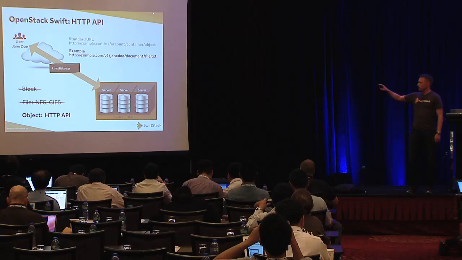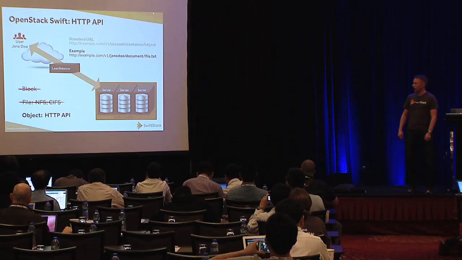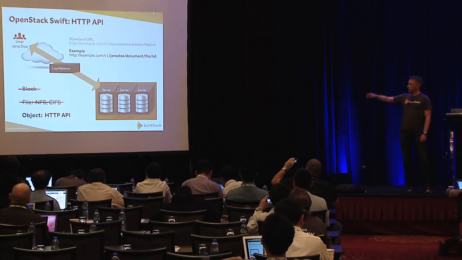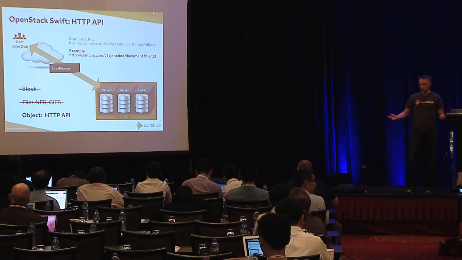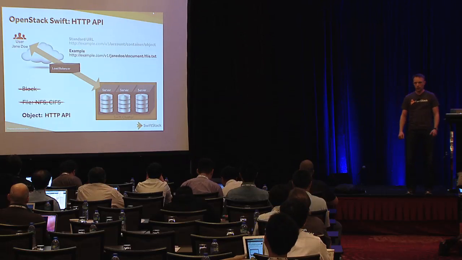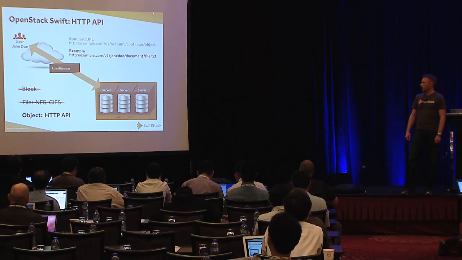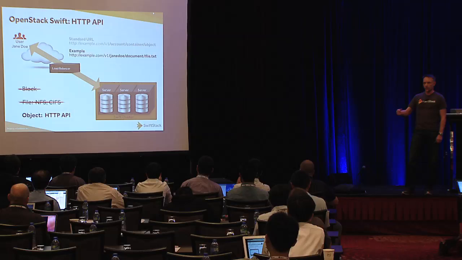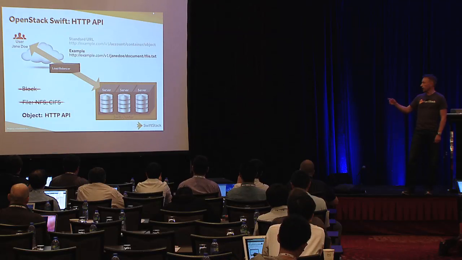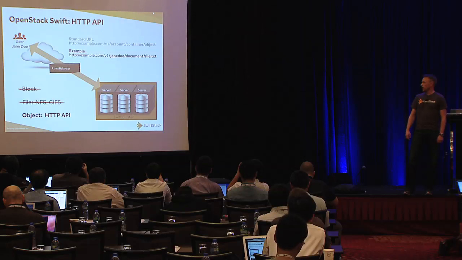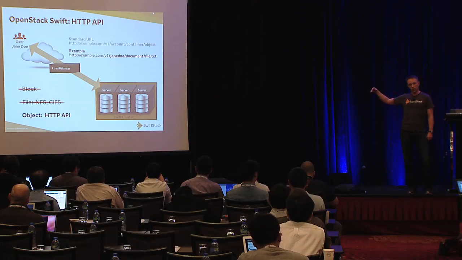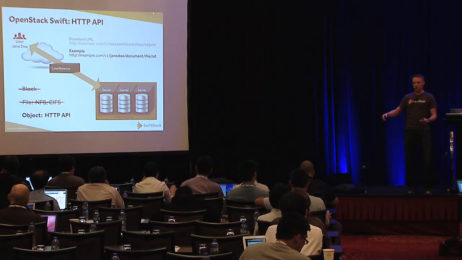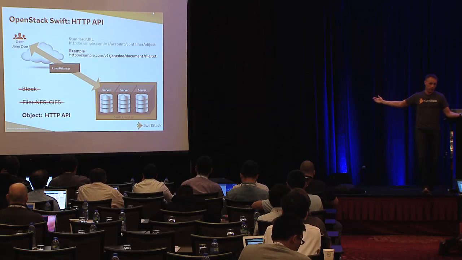The OpenStack Swift HTTP API works, as you can see, at the standard URL up there. It's basically a regular URL like you would see in any browser using a web application, and you can access files that way. It maps into account, container, and object. So if Jane had an account, she would have Jane Doe, and she would have a container called documents, maybe. And in that container, she would have a file.txt with something in it.